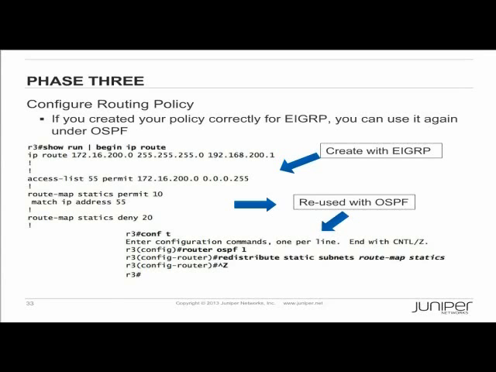So essentially, I got you a little flow chart. So we created this policy with EIGRP. We're going to give it to OSPF and use it in our redistribute command. Again, don't forget the subnets or the subnets keyword, or you might not get your routes in there.